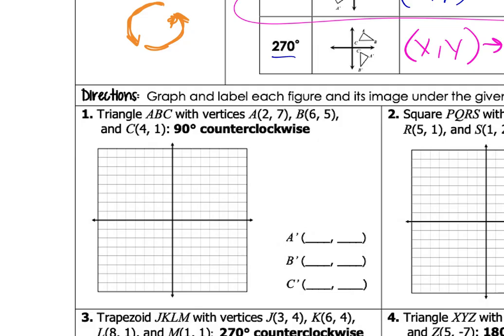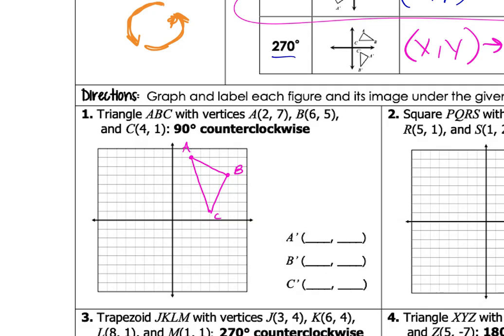Okay, so number 1, it says you have vertices at 2, 7. Make sure in everything that you do that you are naming your points. So that is point A, okay? Label it. B is 6, 5. There's B. And then C is 4, 1. Okay, so that's where we're starting.